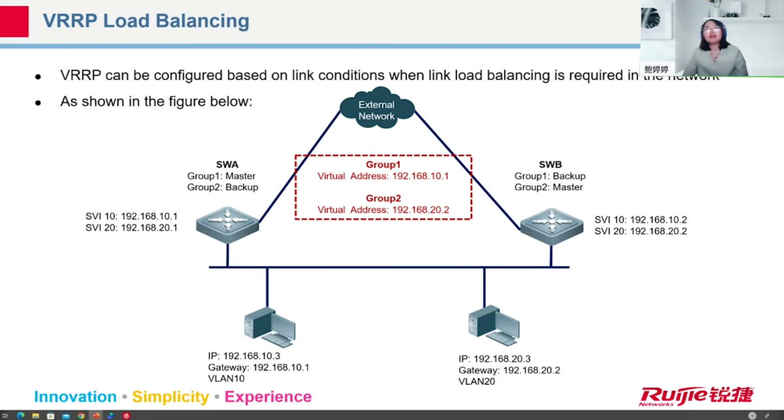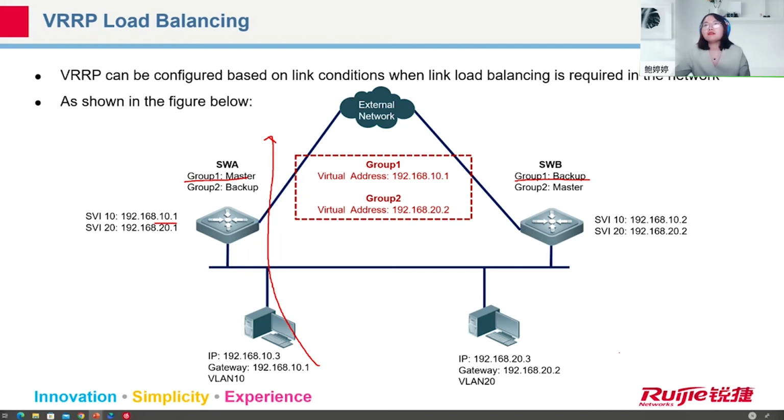VRRP also can provide load balance. About this one, I don't explain the configuration. I only tell you what load balance means for VRRP. If we don't add load balance, for example, switch A is the group 1 master, switch B is the group 1 backup. In group 1, for this segment 10.1, all the messages will be sent out through switch A. So switch B is not working this time, and is waiting for switch A to break. So this is a waste of resources.